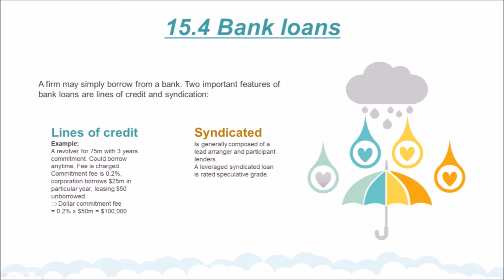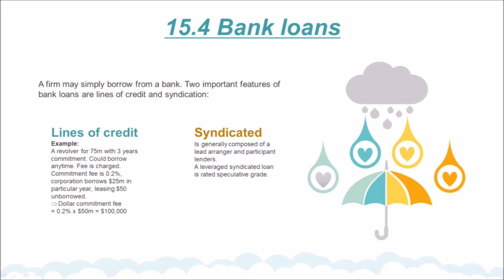The commitment fee is generally charged on the unused portion of the revolver. Suppose that the commitment fee is 0.2% and the corporation borrows 25 million in a particular year, leaving 50 million unborrowed. So, the dollar commitment fee would be $100,000 because we take 0.2% multiplied by $50 million for a year, in addition to the interest on the 25 million actually borrowed.